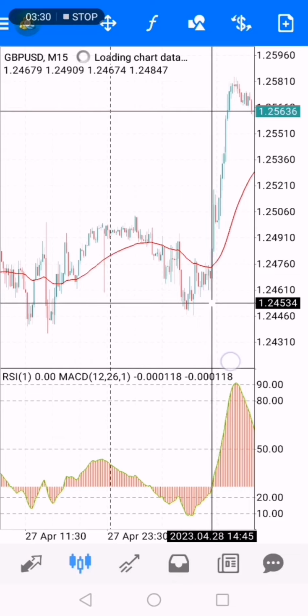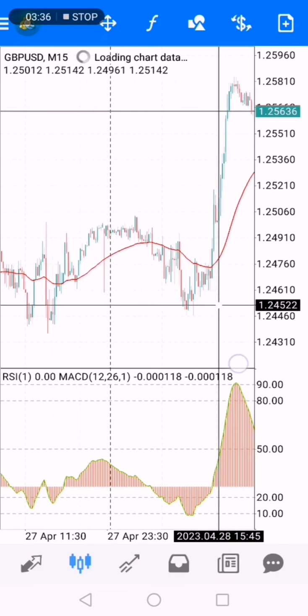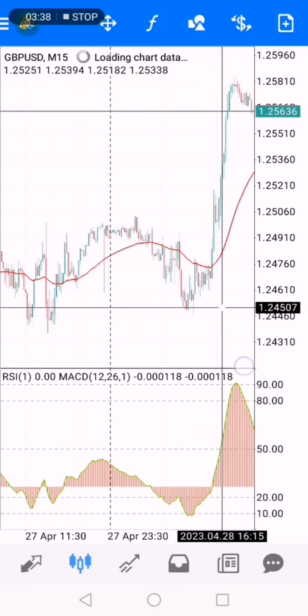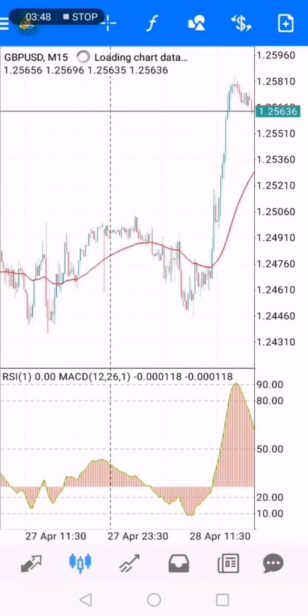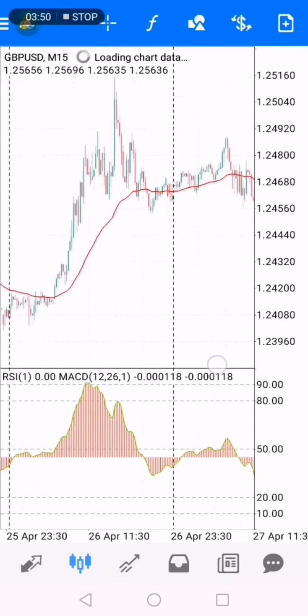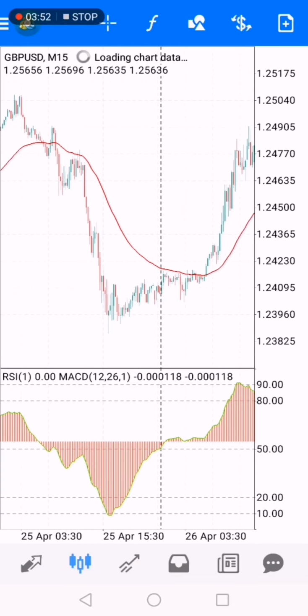So when you enter a buy, you have to wait for the market to reach the 50 level on your RSI. For the MACD to reach the 50 level, that's when you're going to exit the market. So that's the first scenario. Let's keep on backtesting to see how we should do this.